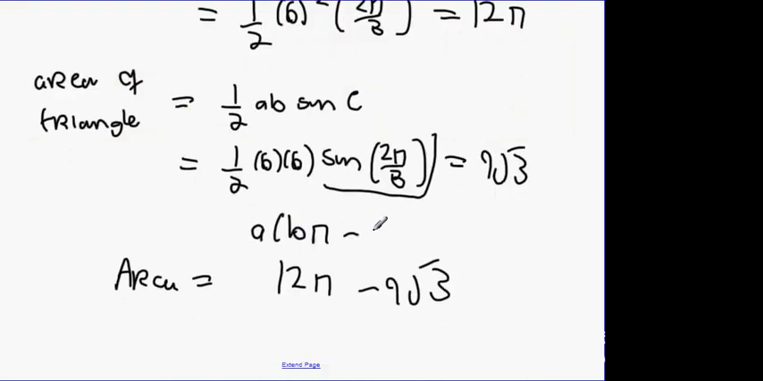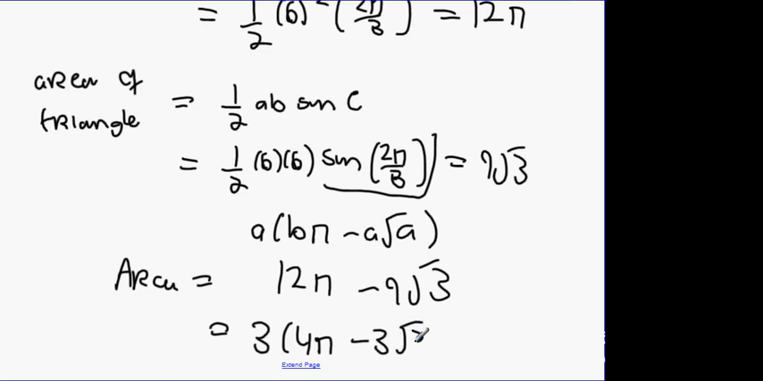Take out 3, you get 4 pi minus 3 root 3. Because when you multiply it back in, you get 3 times 4 pi is 12 pi, 3 times 3 root 3 is 9 root 3. That's the answer there. Okay guys.